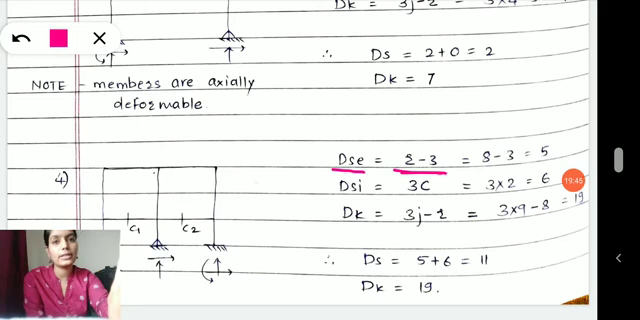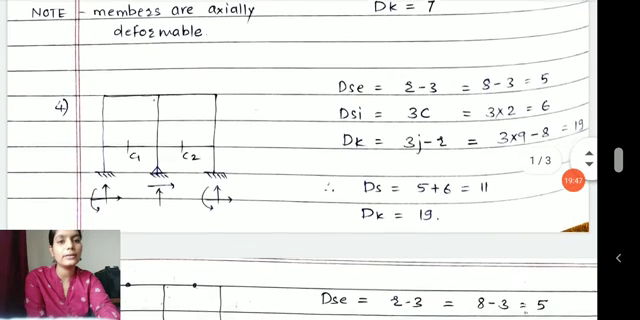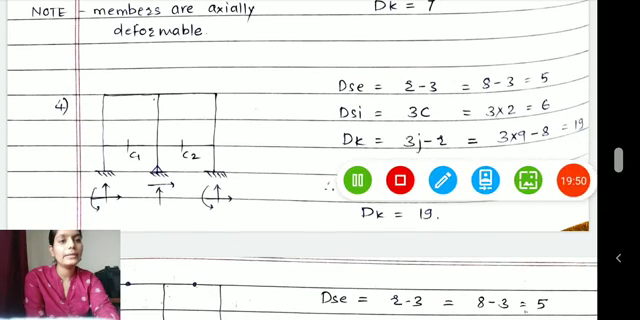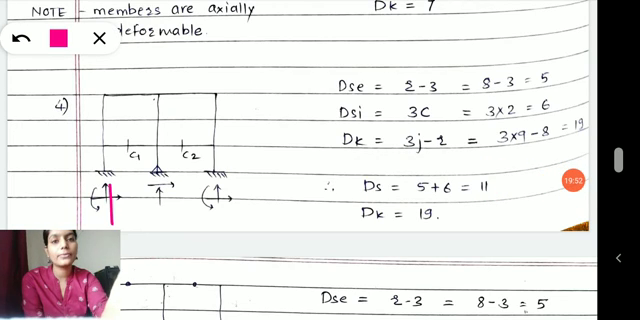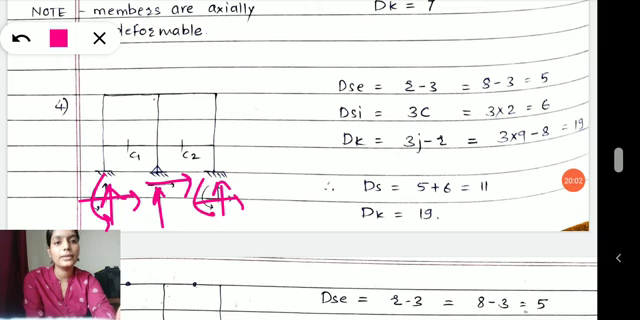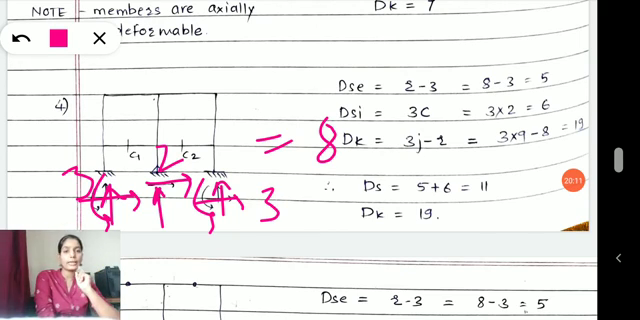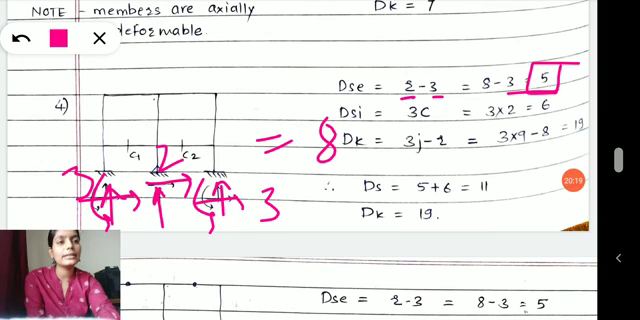Now let's see how many reactions there are here. You can see reactions are 1, 2 and 3 because it is a fixed support, right? Next is 1, 2, a hinge support, and again a fixed support, 3 will be reactions. So 3 here, 3 here and 2 here. Total reactions are 6 plus 2, 8. So I have 8 reactions in my problem. Now put that 8 reactions in the formula: 8 minus 3, how many will be the external indeterminacy?